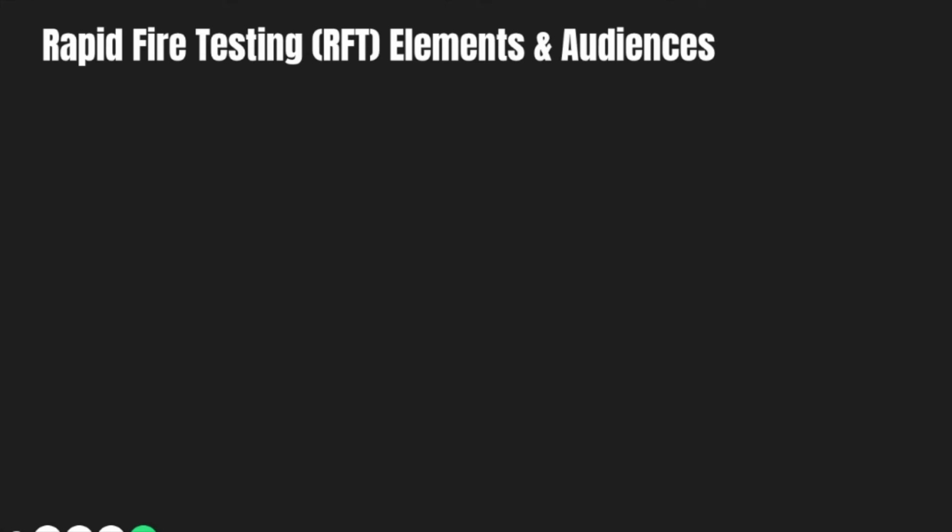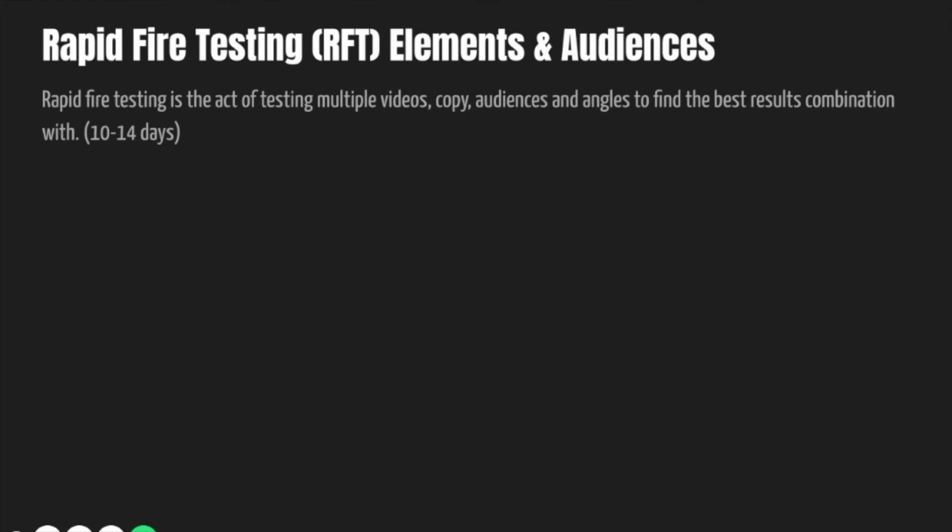And basically what you want to do is test out different elements. You want to test out different audiences. So rapid fire testing is the act of testing multiple videos, copy, audiences, angles, personas, you name it, to find the best combination within a short time span. Typically, you want to aim for this being anywhere from 10 to 14 days.